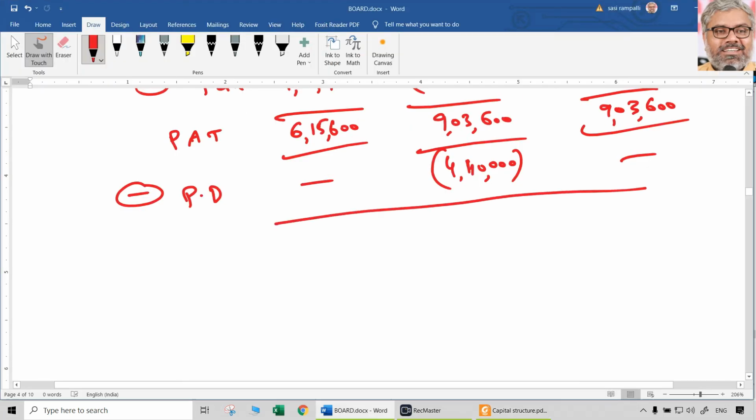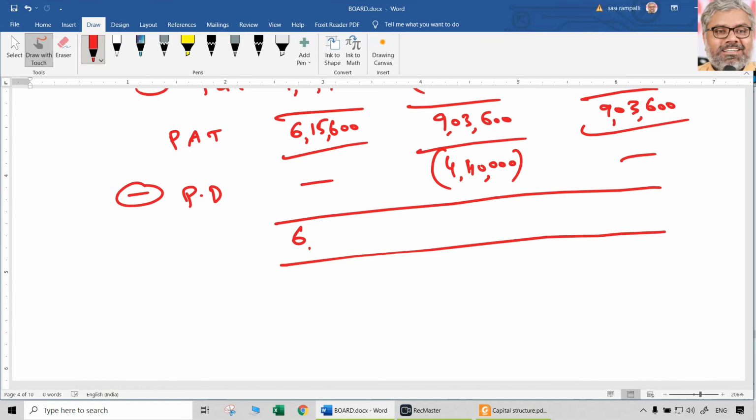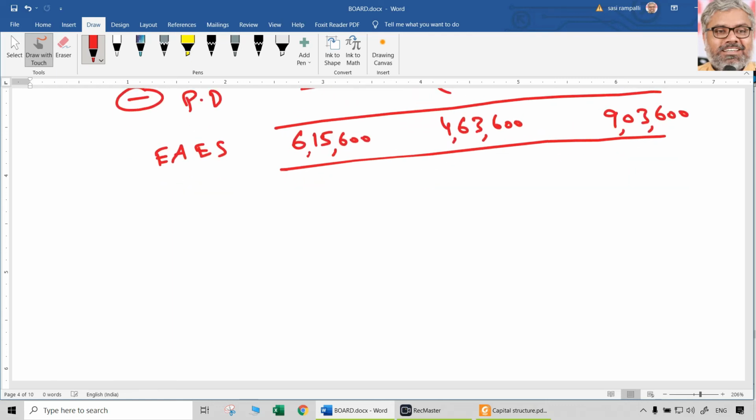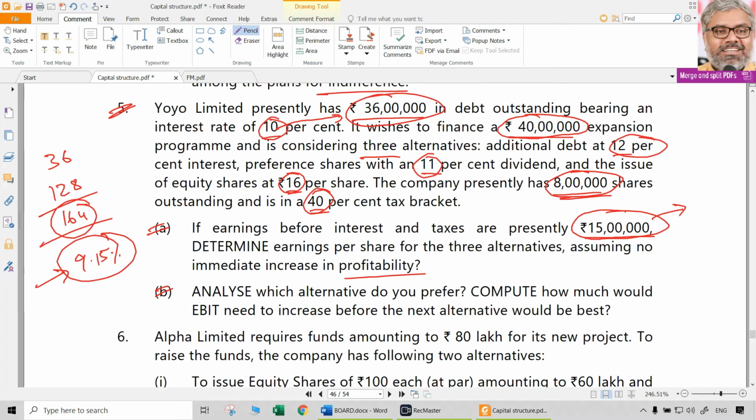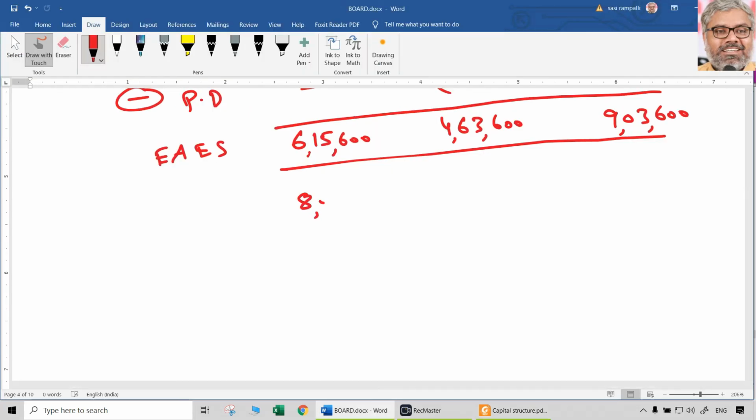Then naturally what will be the earnings available to equity shareholders? 9 lakhs 3,600 minus 4 lakh 40,000 gives 4 lakh 63,600. This is the earnings available to equity shareholders, divided by the number of equity shares. In option 1, no fresh equity is issued. That's why the same 8 lakhs will be the number of equity shares. Option 2 also, no fresh equity shares are there. That means the same 8 lakhs equity shares will be there.